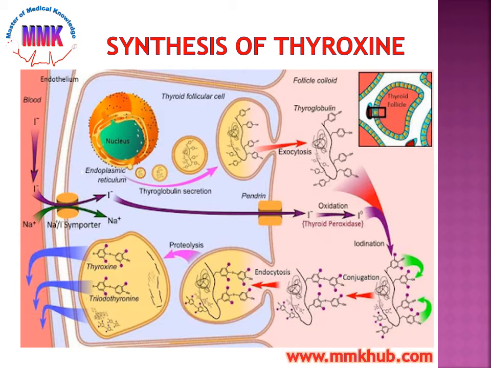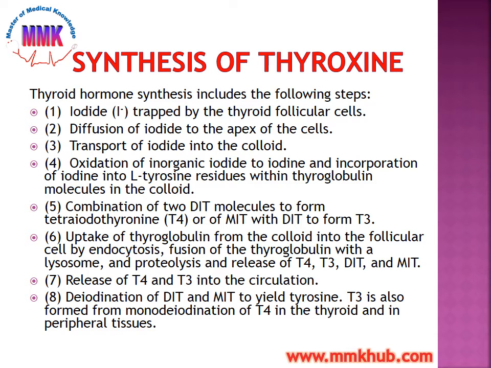This diiodothyronine and monoiodothyronine then undergo deiodination to yield tyrosine. Tyrosine is again incorporated for the formation of thyroglobulin. As far as T3 is concerned, T3 is also formed from the mono-deiodination of T4 in the thyroid as well as in the peripheral tissue. This is the slide summarizing the steps of thyroid hormone synthesis as we already discussed.